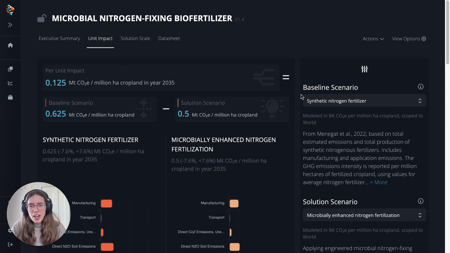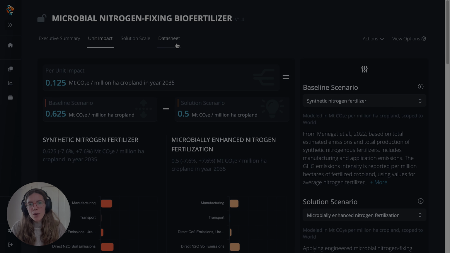Okay, I'll leave you there. There's plenty more to explore in the solution scale, and you can see references and data sources in this datasheet tab that we haven't gotten to today.